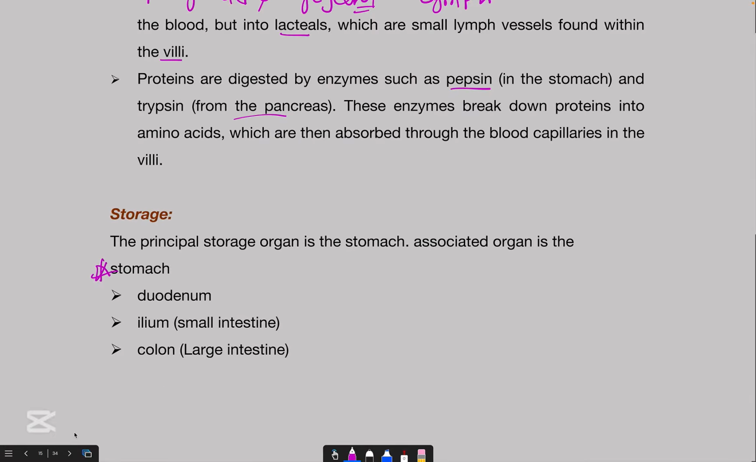Are you getting it? Then the storage organs are stomach, duodenum, ileum, and what? Colon. Colon is for large intestine. Ileum is for small intestine. Duodenum is also for small intestine. Then, of course, we have the stomach. So that is basically that for this particular one. We'll see in the next one.